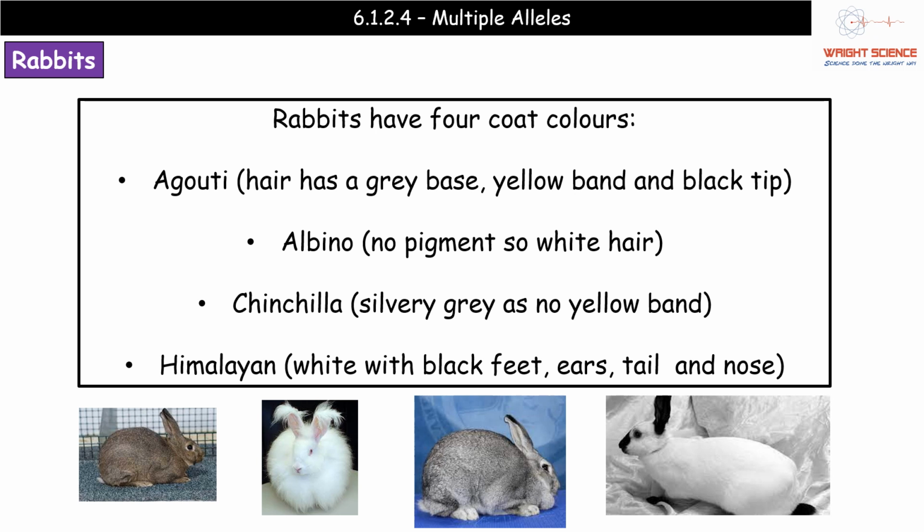The other example we're going to have a little look at then are rabbits. Now rabbits have four coat colours. They've got agouti, which is this one in the bottom left here. So the hair basically has a grey base, yellow band and a black tip, which gives them that brownish looking colour. We then have the albinos, which are white-haired because they do not have a pigment. We then get the silvery grey ones, which are the chinchillas. And then finally on the right, the Himalayan, which is where they're white with those black feet, ears, tail and nose.